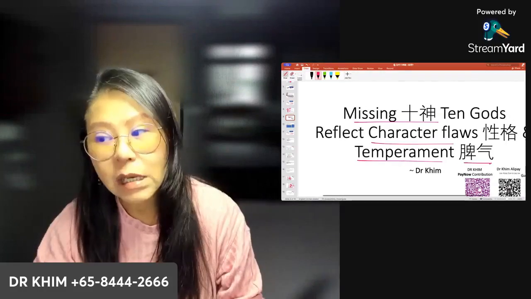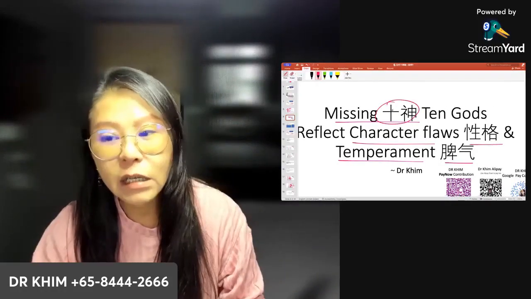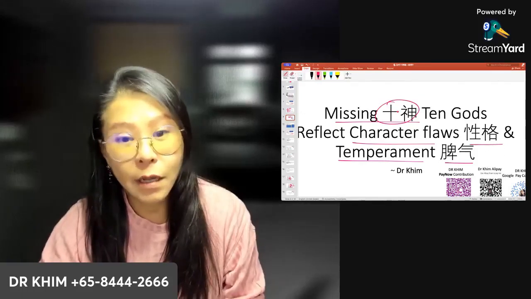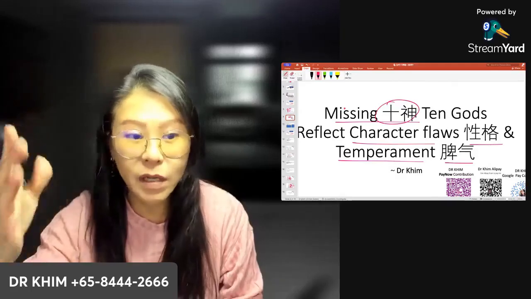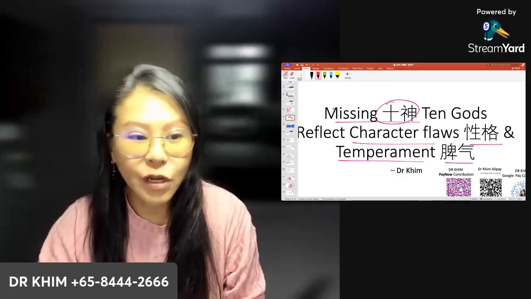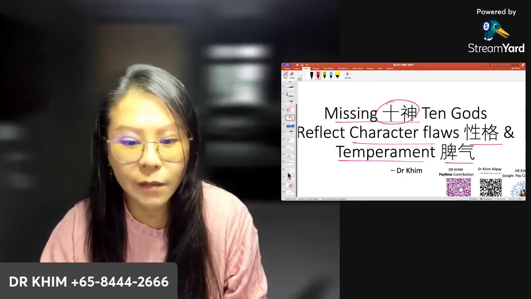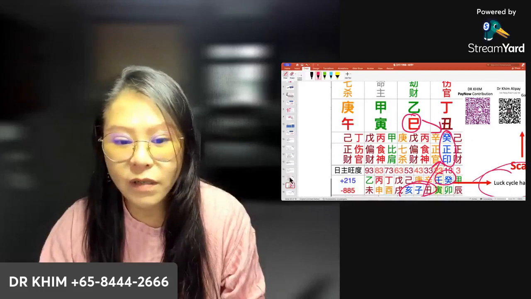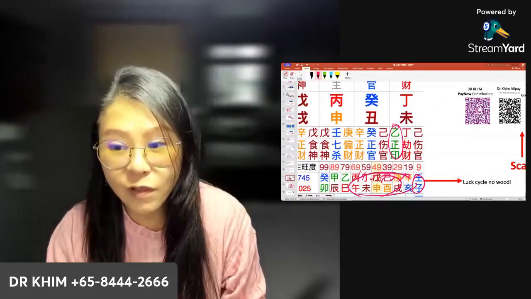Now, missing Ten Gods. Remember, the missing theory is the same, whether it is Ten Gods or five elements, and usually it's related. For example, this wood is confirmed missing already. I confirm missing.